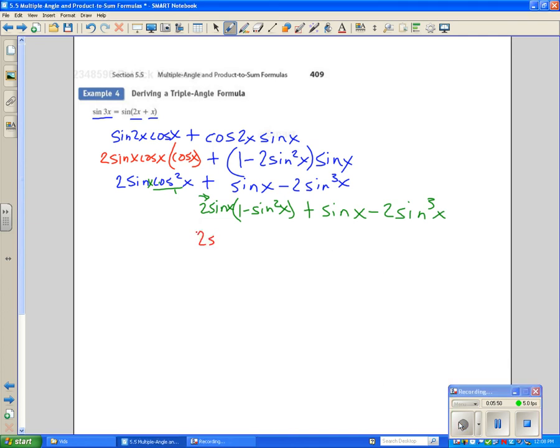So we have the 2 sine x. I'm going to distribute the 2 sine x into those: 2 sine x minus 2 sine cubed x, plus sine x minus 2 sine cubed x. We have the minus 2 sine cubed x minus 2 sine cubed x, which is minus 4 sine cubed x. And then 2 sine x plus sine x is 3 sine x. And I believe that's it.